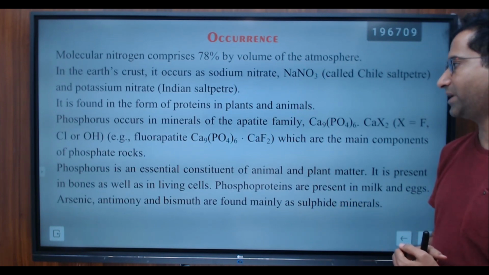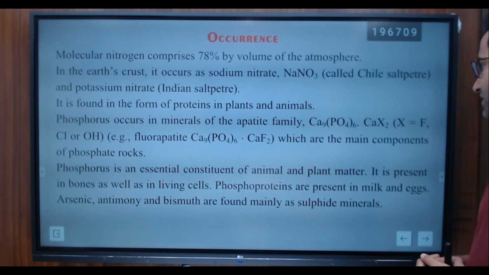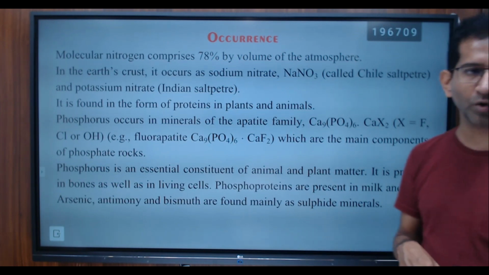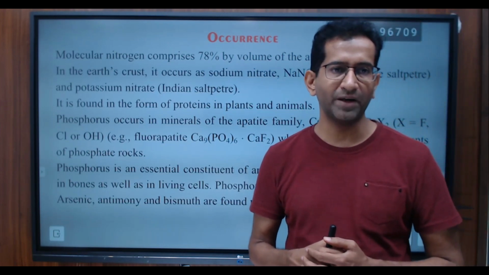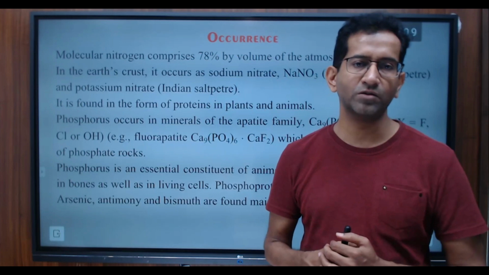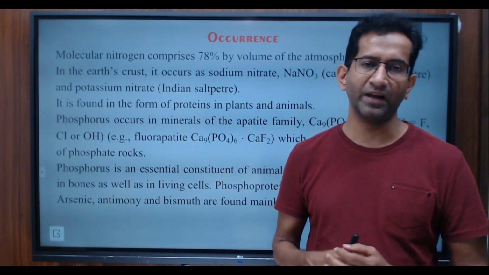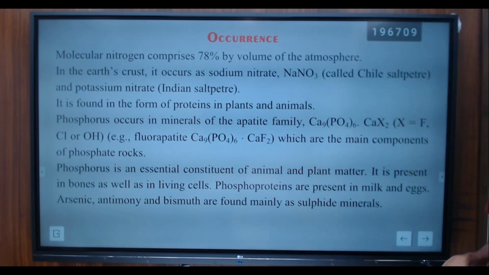Phosphorus occurs in minerals of the apatite family, Ca9(PO4)6·CaX2. This is the general formula of apatite, in which X can be fluorine, chlorine and OH. So if X is fluorine, it is called fluorapatite. If it is chlorine, it is called chlorapatite, and if it is OH, it is called hydroxyapatite. And we will remember the formula as Ca9(PO4)6.